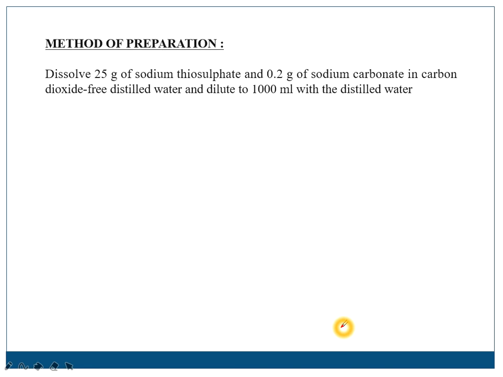Next is the method of preparation. You have to take 25 gram of sodium thiosulfate and 0.2 gram of sodium carbonate in carbon dioxide free distilled water and make up to 1000 ml with distilled water. Here sodium carbonate is added for stabilization purposes.